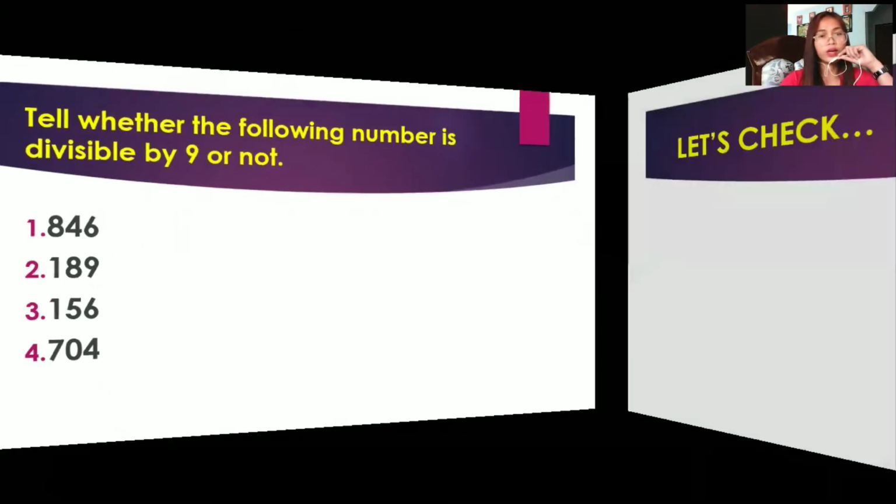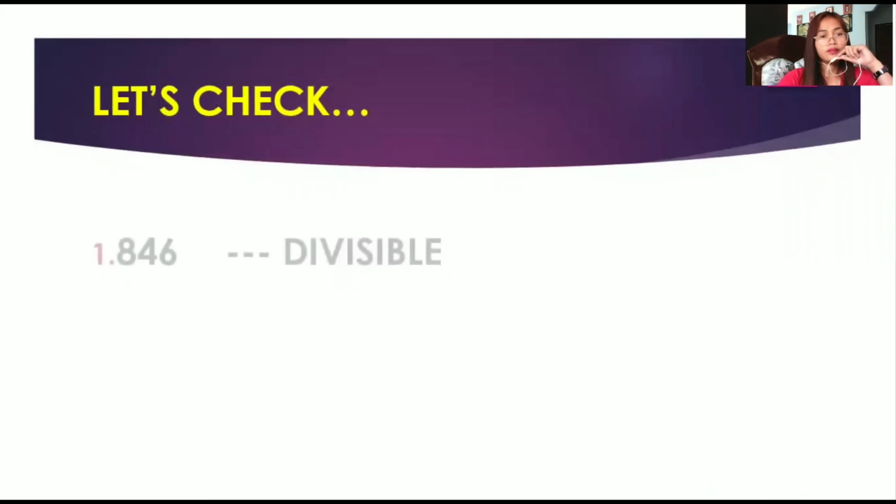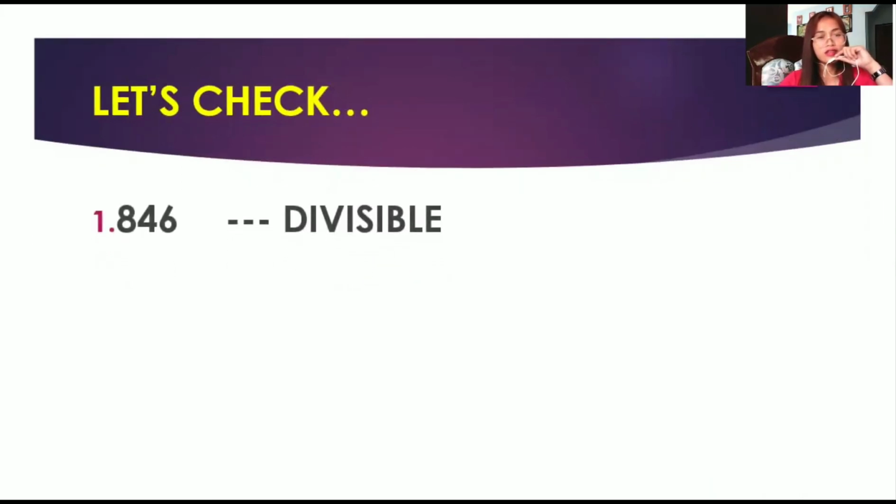Let's try to check your work. 846. So, the answer is divisible. If we add it, 8 plus 4, 12 plus 6 is 18. So, the answer is divisible by 9. Next, 189. Again, if we add it, the answer is still divisible by 9. 1 plus 8 is 9 plus 9 is still 18. And 18 is divisible by 9. That's why our answer is divisible.